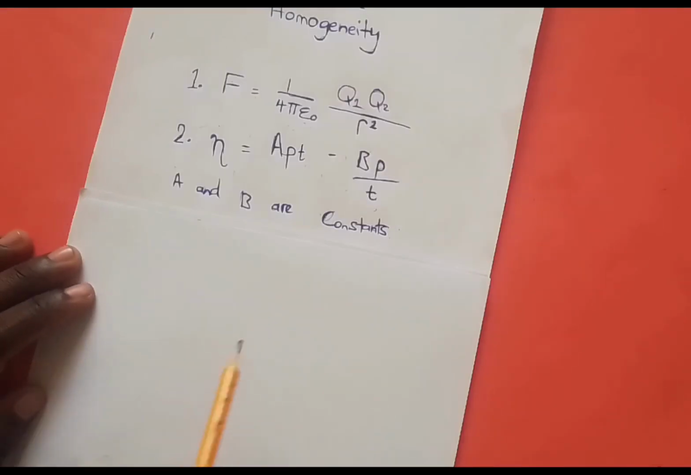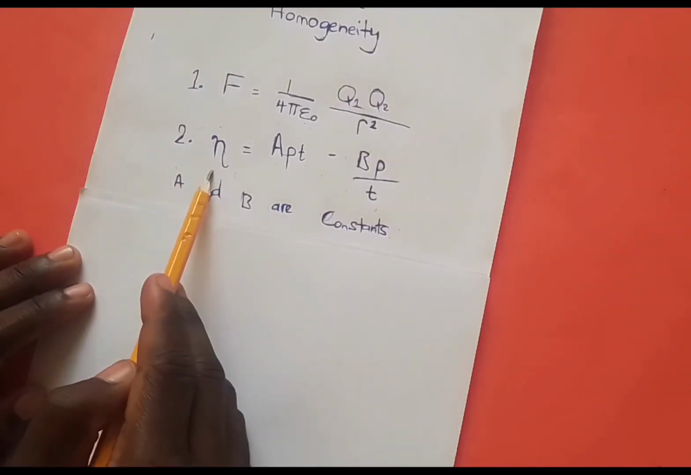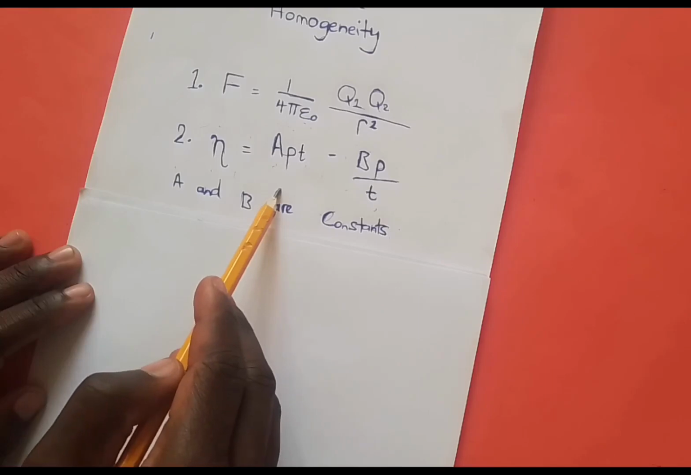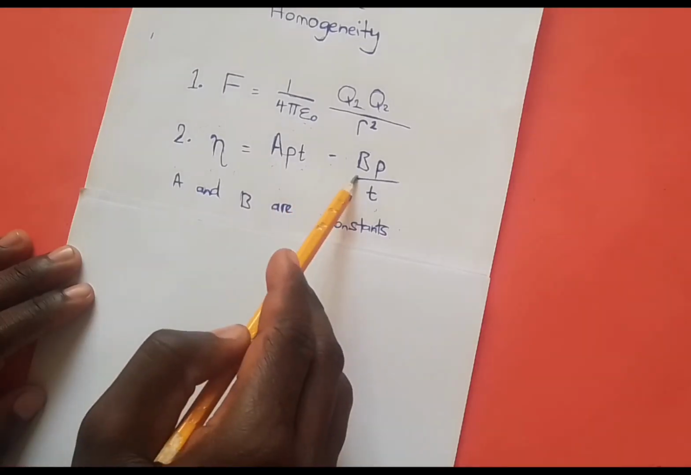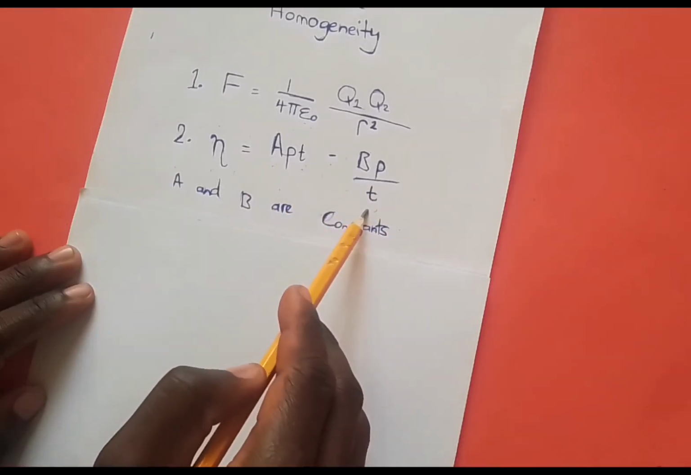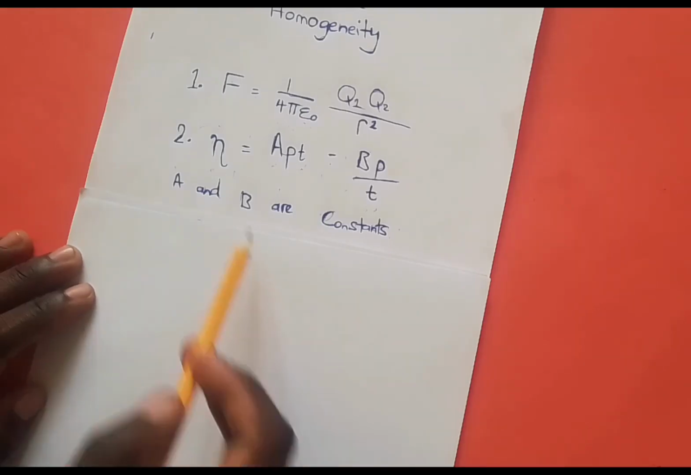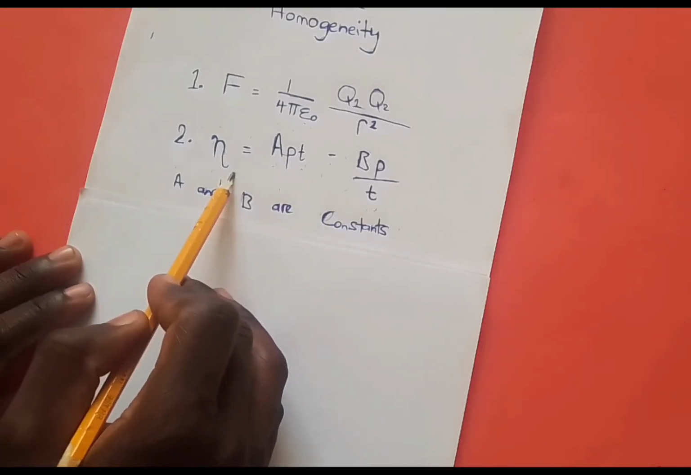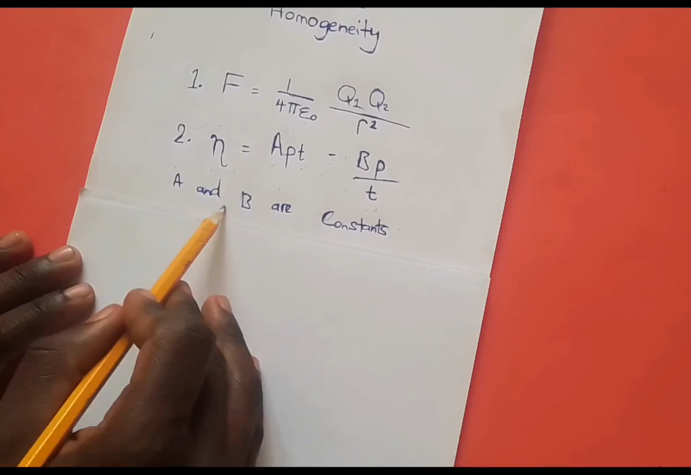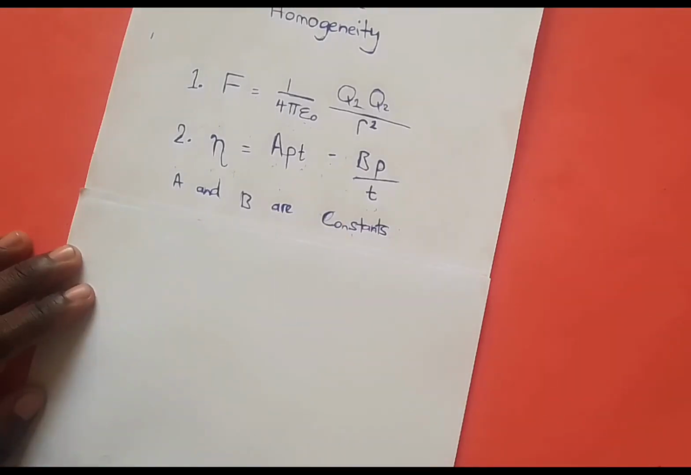So we move on to question 2, which is saying that nu is equal to A rho times T minus B rho over T. Rho stands for density, and nu stands for viscosity. A and B are constants. What do we know about constants? Constants have no units, they have no dimensions. So let's attempt to prove the homogeneity of question 2.